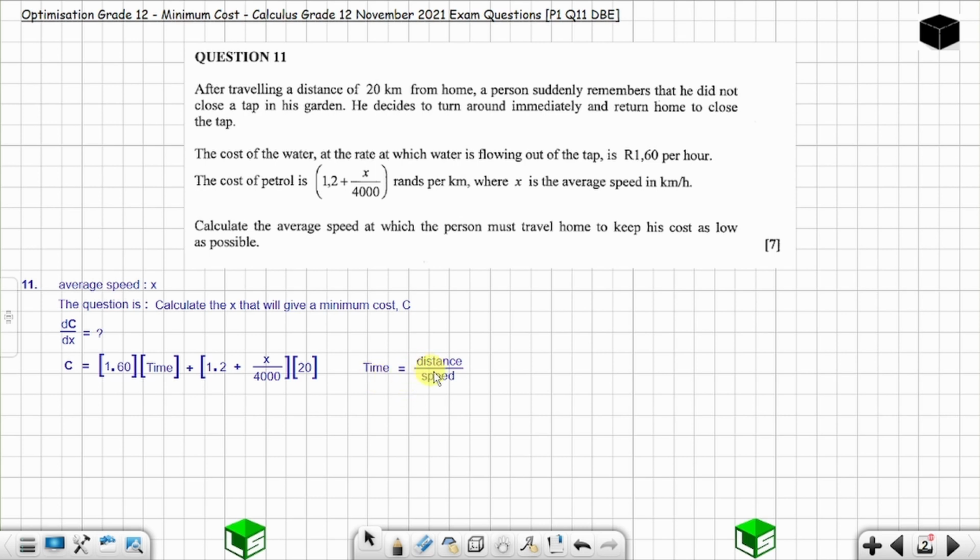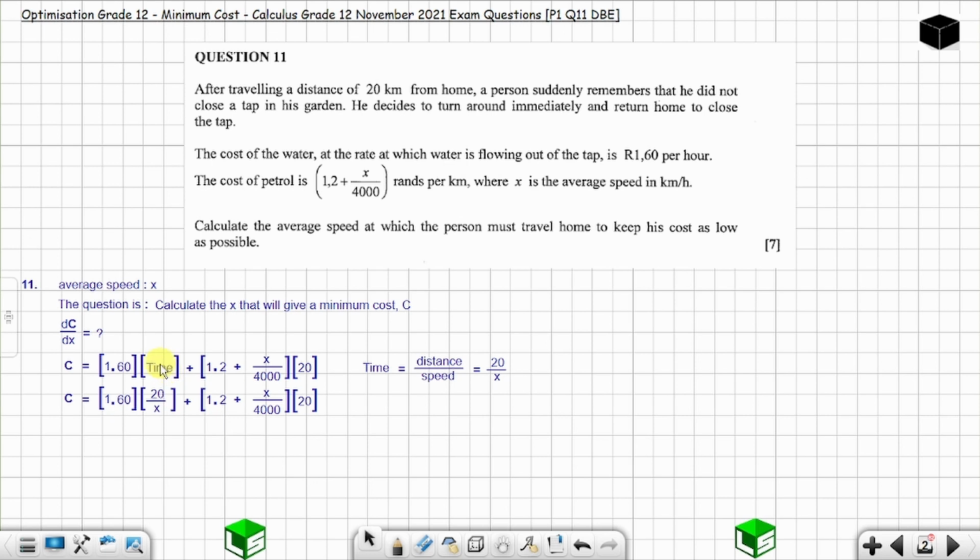Time is equal to distance over speed. The distance is 20 kilometers, and the speed is x, where x is the average speed. So we have 20 over x. So the cost is equal to this.